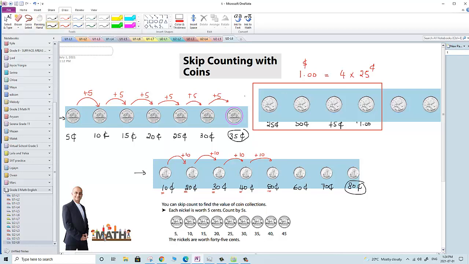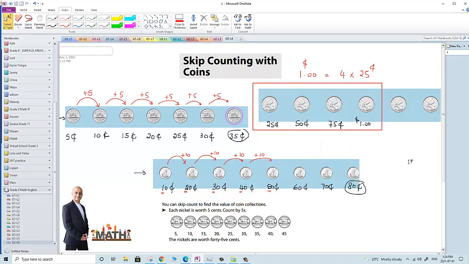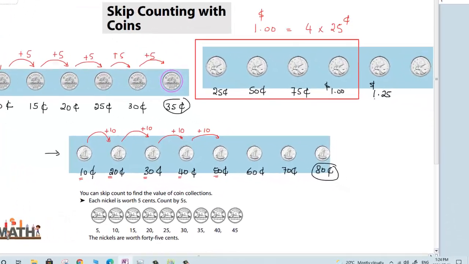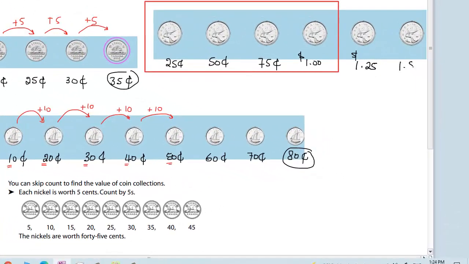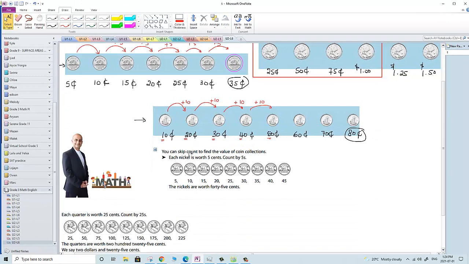Now if I want to continue, I'm going to bring the picture to the back, so I can see the money. Now if I want to continue, I add 25 to $1, it's going to be $1.25. If I want to add another 25, it's going to be $1.50, and so on. That means I can add by 5 or by 25 or by 10 in an easy way using this type of money and going step by step. So here you can skip count to find the value of a coin collection.